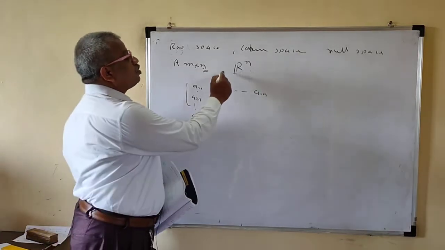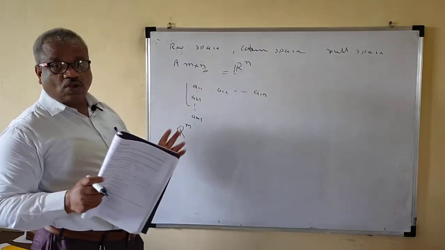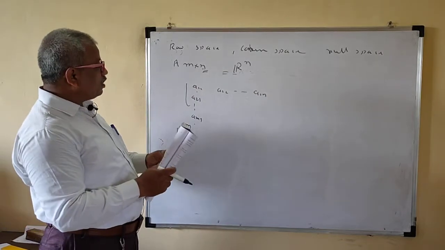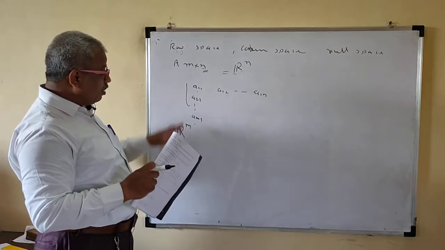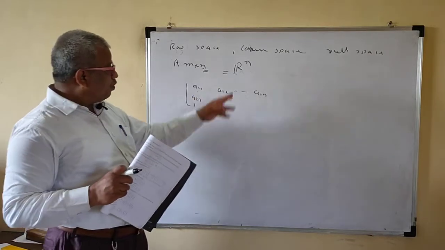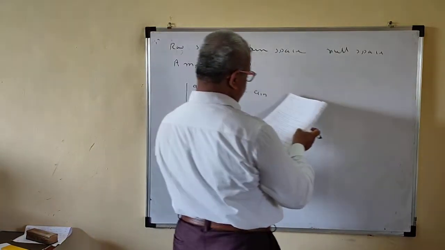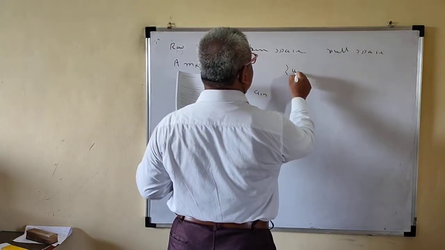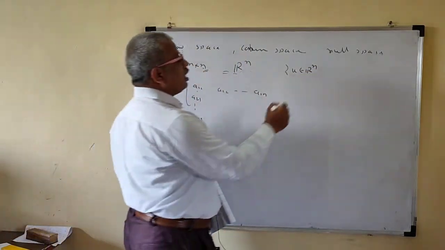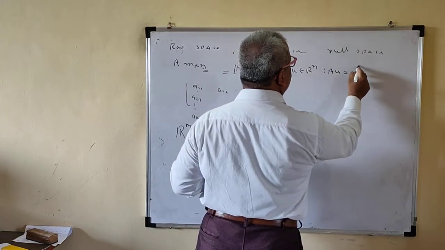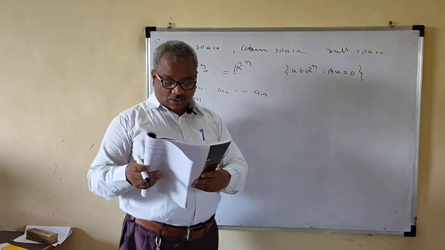The subspace of Rn spanned by the row vectors of A is called the row space. And the column space means the subspace of Rm spanned by the column vectors of A is called the column space of A. And the null space of A: the set of u belonging to Rn, A is m by n, such that Au is equal to 0. This is the solution space.